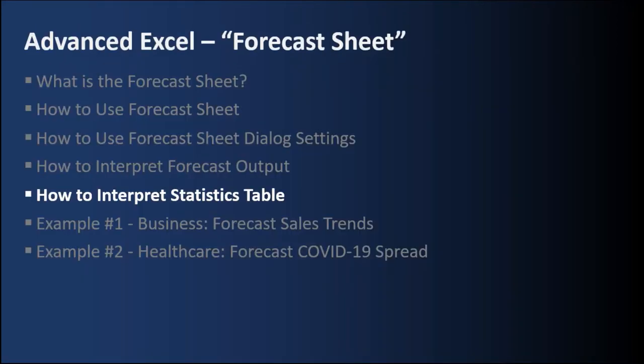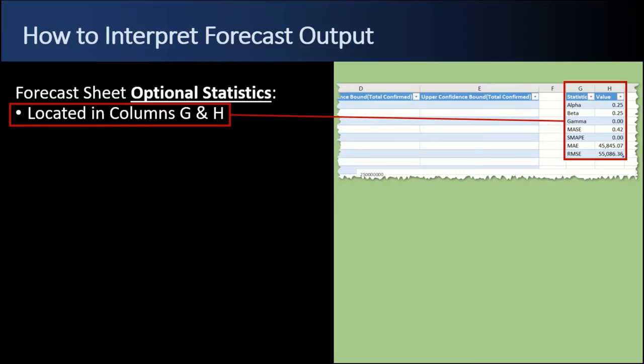Next up, how to interpret the optional statistics table. So how do we interpret the forecast output, specifically the optional statistics that are located in columns G and H, if you check that when you are setting up the options? So we see in column G is the name of the statistic, the alpha, beta, gamma, MASE, SMAPE, etc. And then H is the value at the end after the model or the forecast has been run.